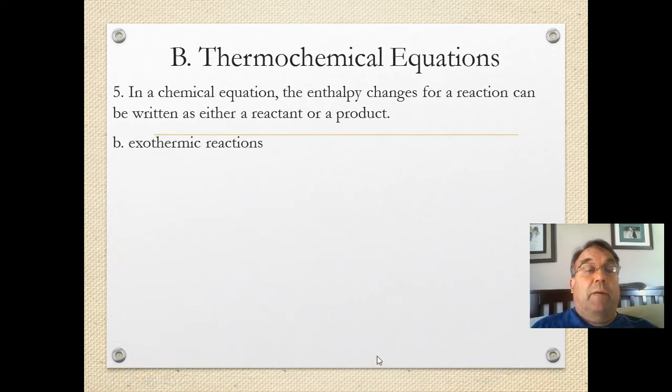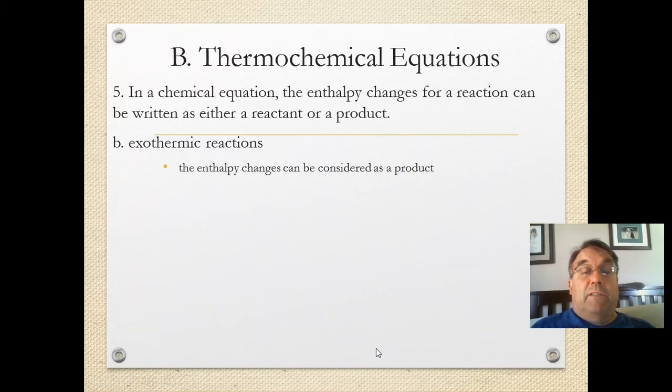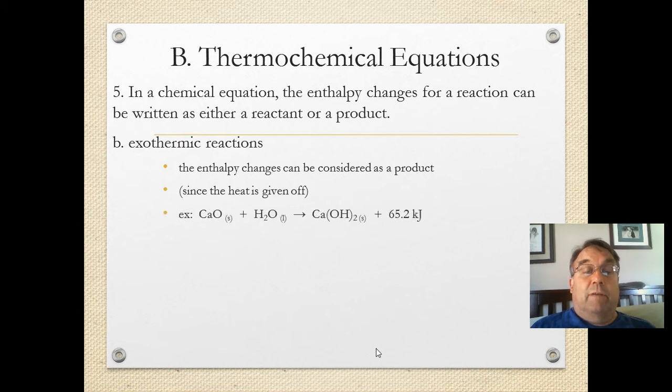Okay. Now what about exothermic reactions? In an exothermic reaction, the enthalpy changes can be considered as products since heat is given off. So here we have calcium oxide reacting with water to form calcium hydroxide and 65.2 kilojoules of energy. Since energy is given off, it's being lost by the reactant. So this product has this much less energy than these reactants did. So the change in enthalpy, the delta H, is negative. Okay.